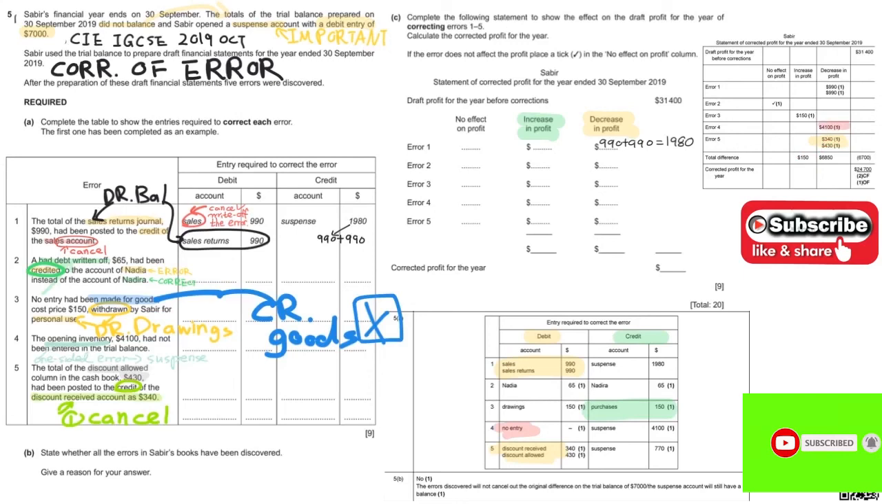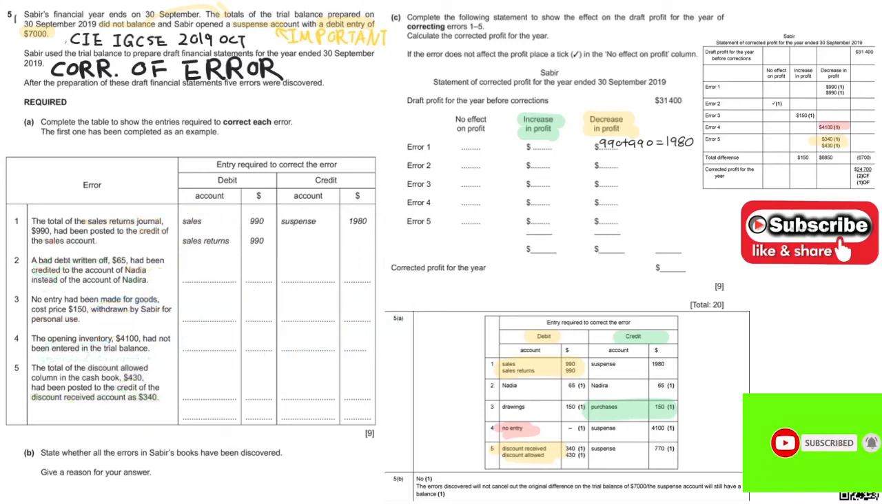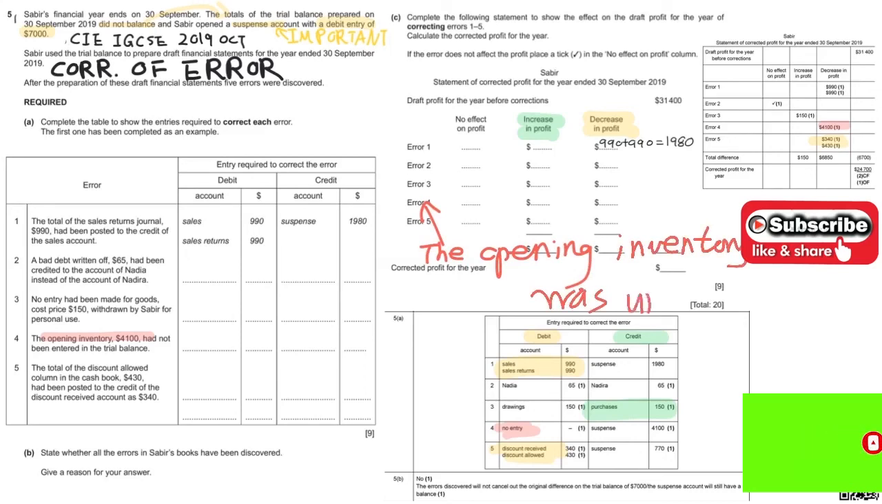Why would it be that? Okay, so let's recall what number 4 is about. Number 4 is about the opening inventory, which is understated by 4100. So let's highlight this one. It's about the opening inventory was understated.